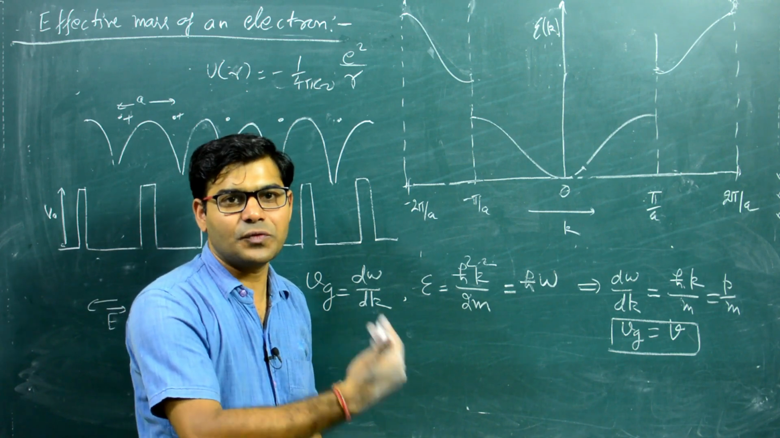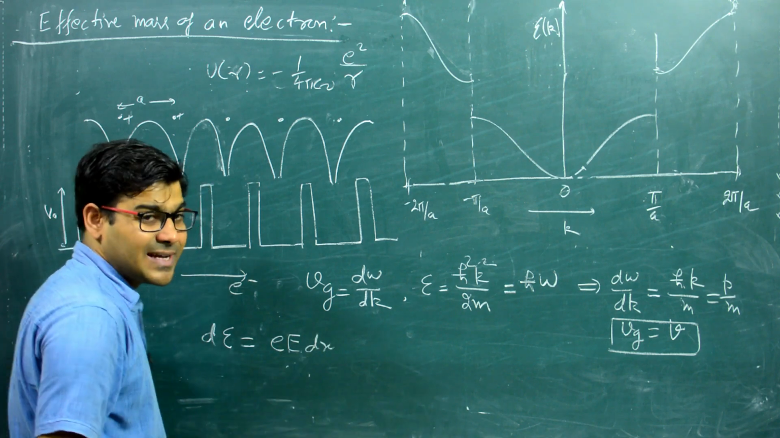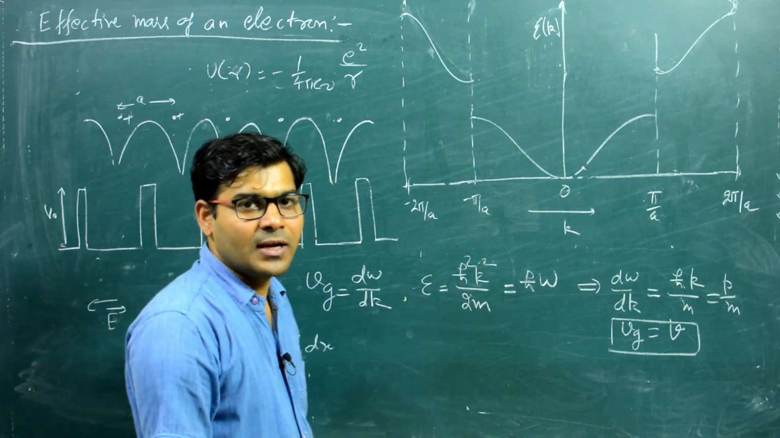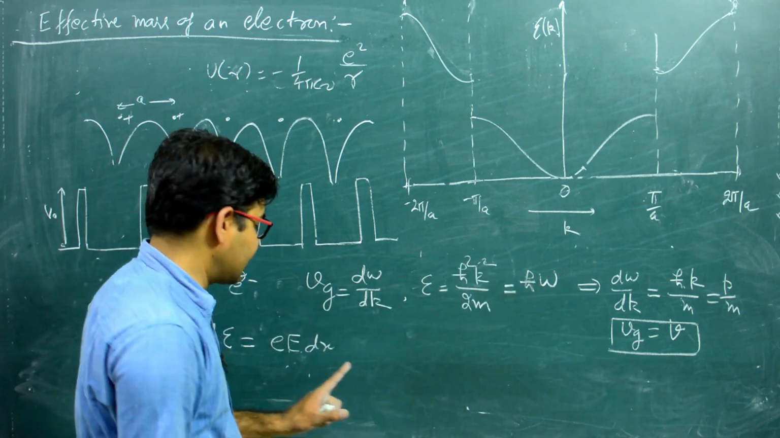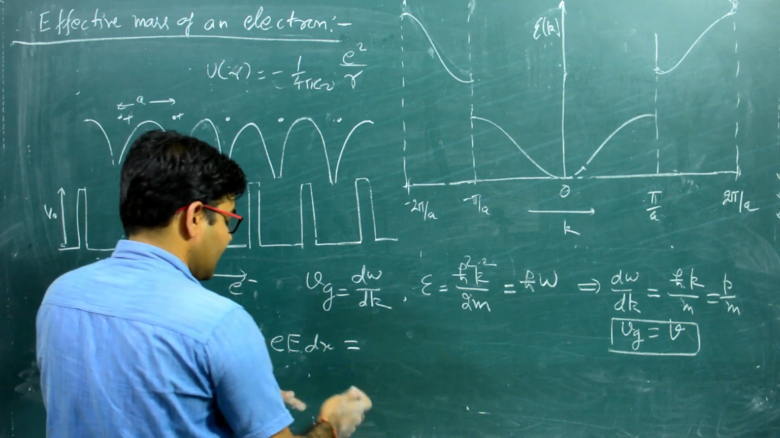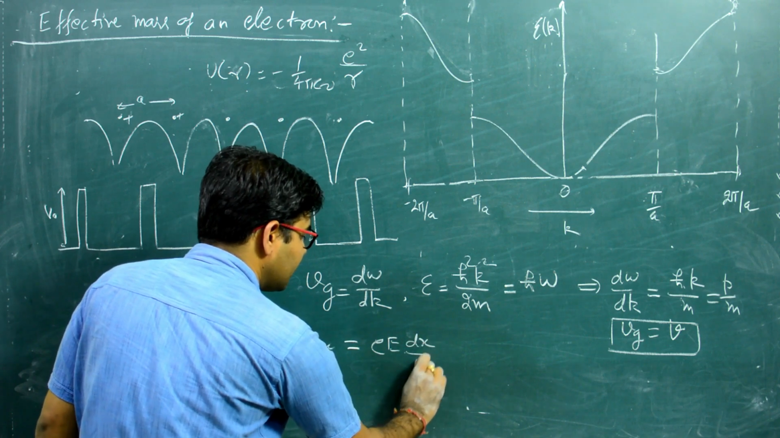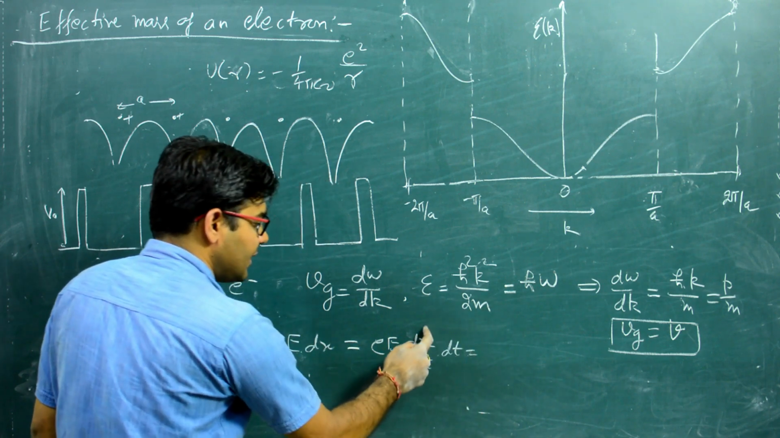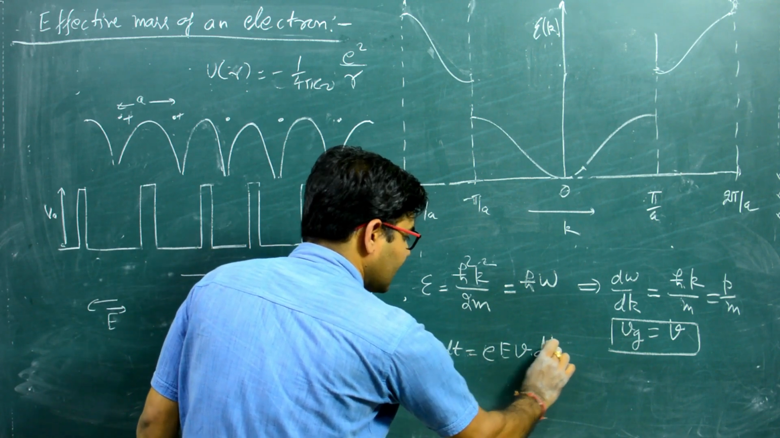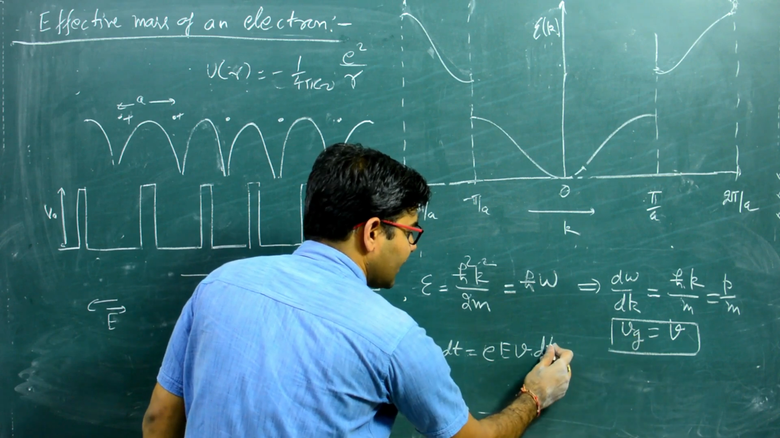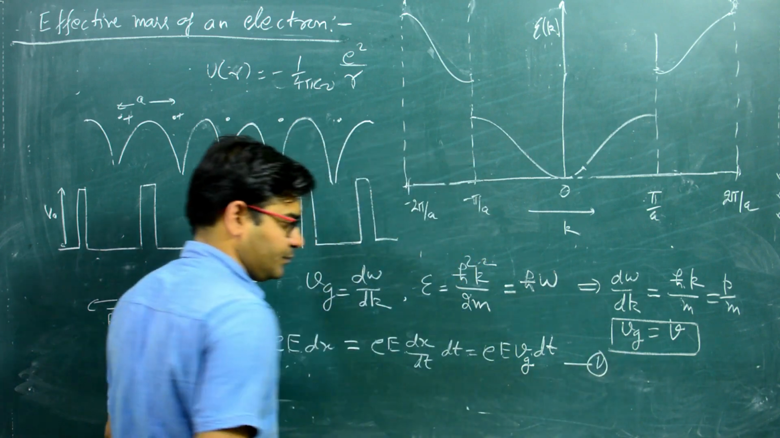What is the work done? Work done is force into displacement. Force is eE, and displacement is, let's say, in dt time, the displacement of the electron in this direction is dx, which is from left to right. So if I multiply it by dt and divide by dt, I can write eE dx by dt into dt. Now dx by dt is the velocity of the electron, which is v into dt. Now since v is equal to vg, I can write this as vg. So let me write down this equation as 1.